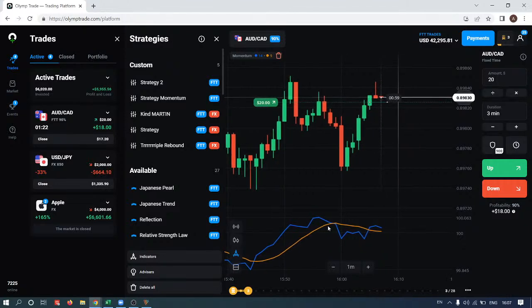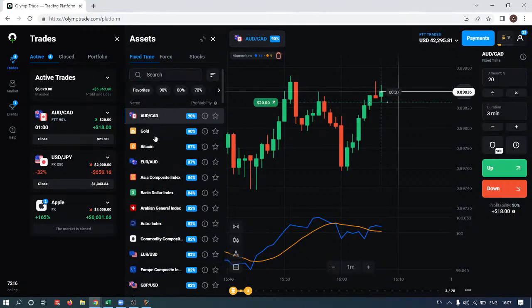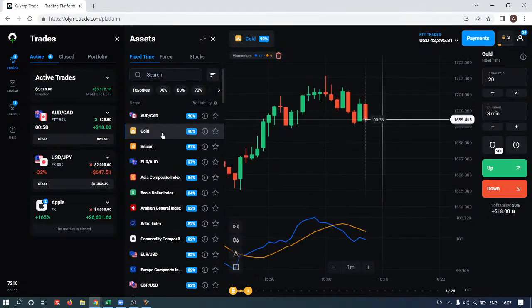But the beauty of this strategy is that you don't even have to think too much about the blue line, the orange line, what they mean, how they are calculated, or what the formula behind it is. It's not really necessary. All you need to do is find the signal and follow the signal. Simple as that. So let me go ahead and find another signal with this strategy. All right.